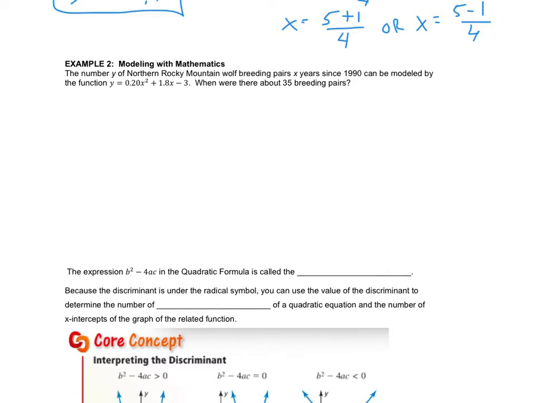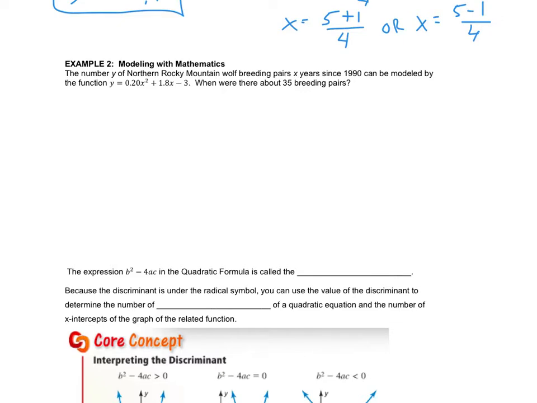So now in example 2, looking at this function, this one definitely looks like one that I don't even want to think about trying to factor. I wouldn't even want to think about trying to put together a completing the square or certainly graphing it. So here's where the quadratic formula, as much as it's a long formula, will actually help us here.